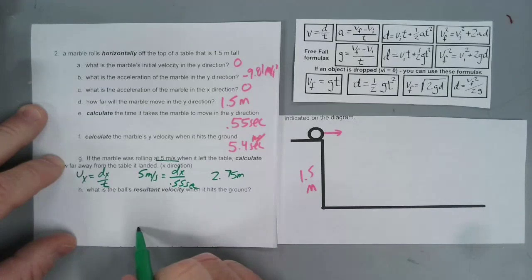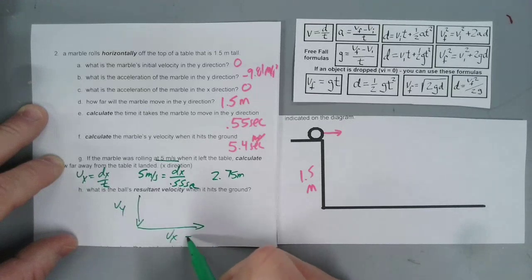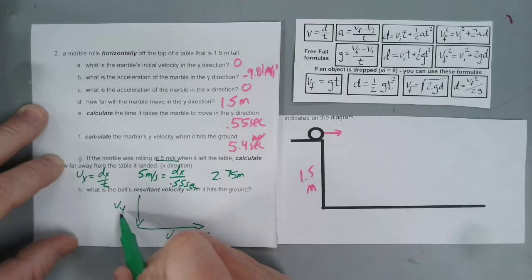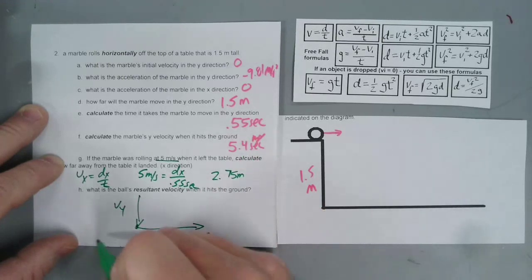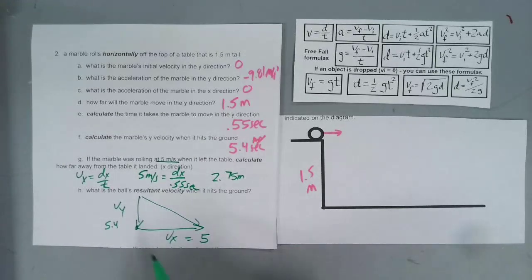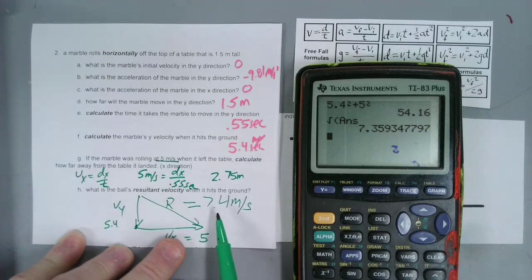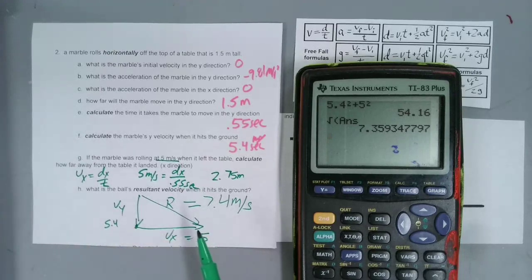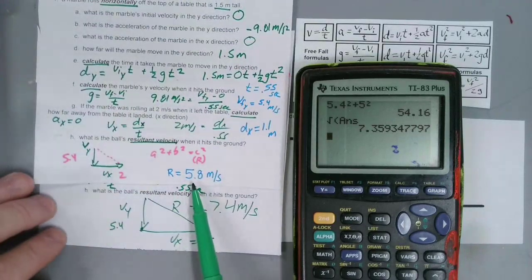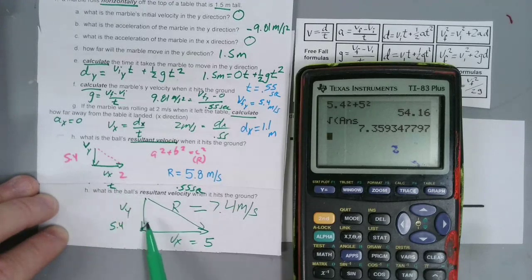Now the resultant velocity has a velocity in x and it has a velocity in y. The velocity in x is 5. We know that when it hits the ground, it's going to have that final velocity of 5.4. So I can do a squared plus b squared equals c squared and find out what the resultant is. My resultant velocity is now 7.4 meters per second, which is a lot more than what it was in the first problem. Because now, even though my y velocity is still the same, my x velocity is a lot bigger, so it makes that resultant number a lot bigger or a lot higher.